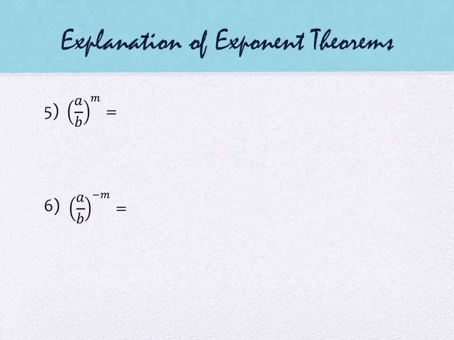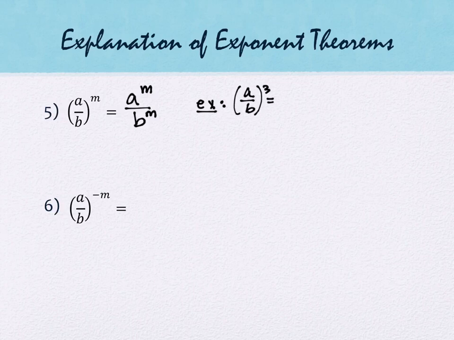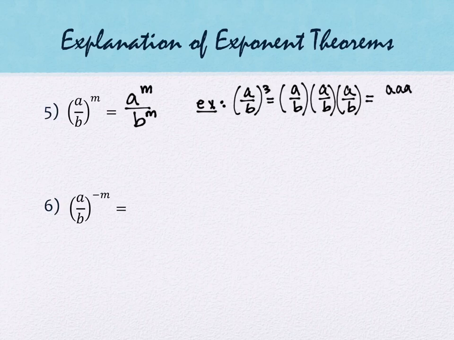Okay, last two. It's supposed to be A to the M over B to the M. So we're going to do that same cubed. It's actually easier to see on this one. So A over B cubed means I have A over B times A over B times A over B. If I multiply straight across the top, I have 3 A's. Straight across the bottom, 3 B's. 3 A's is A cubed, and 3 B's is B cubed.